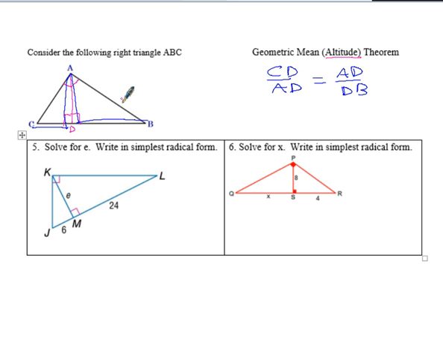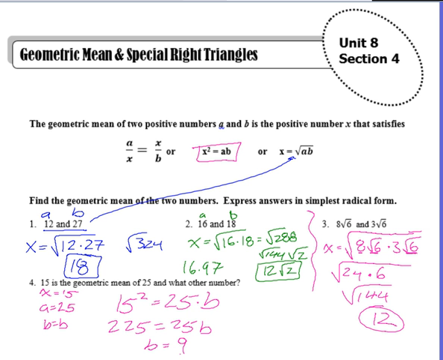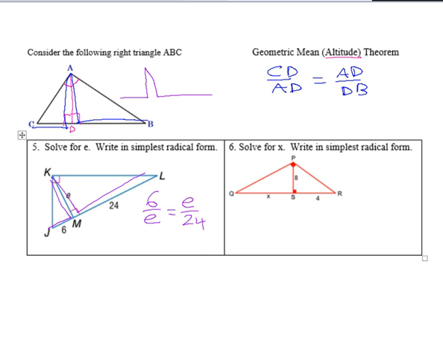And the pattern that you draw on the triangle, I always relate to it as like a heartbeat, that it goes up, it spikes, and then it comes down and flattens out. So that's all we're doing. We're saying 6 is to E as E is to 24. And if you notice, back at the beginning, that looks like A over X equals X over B. This is A, this is X, and this is B.